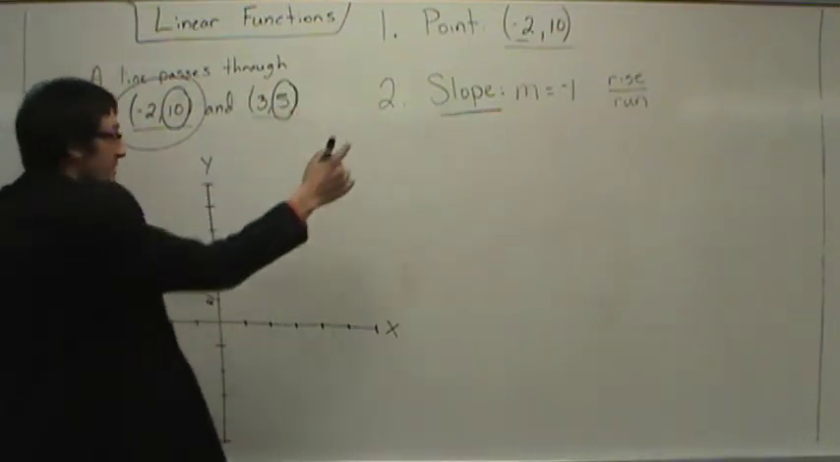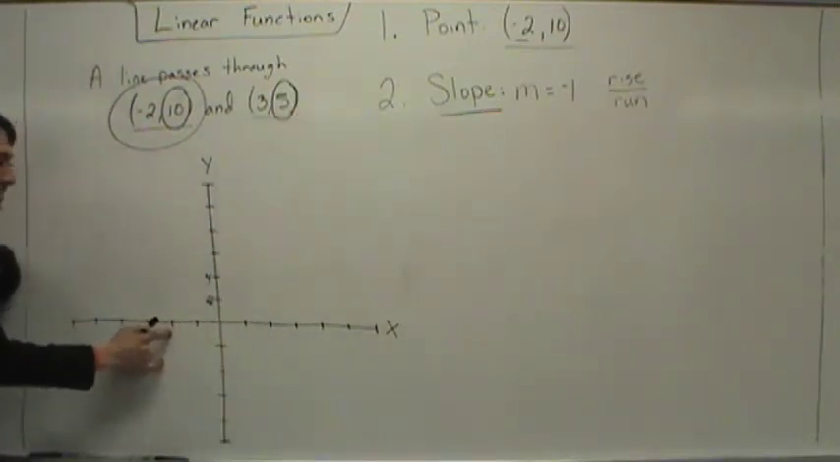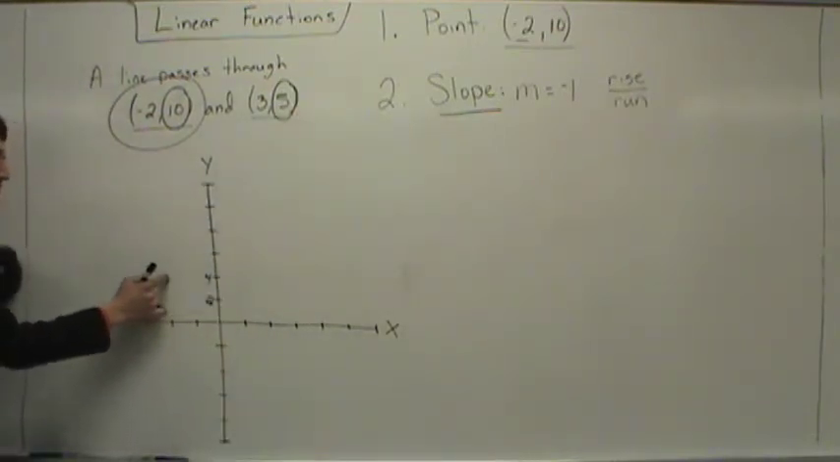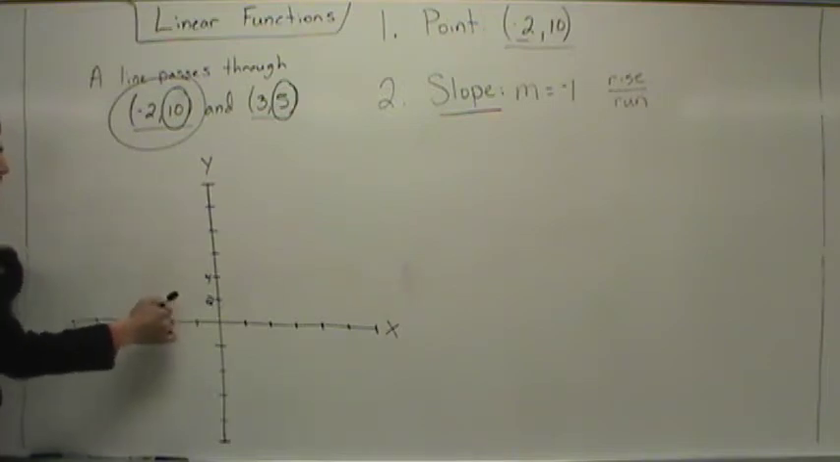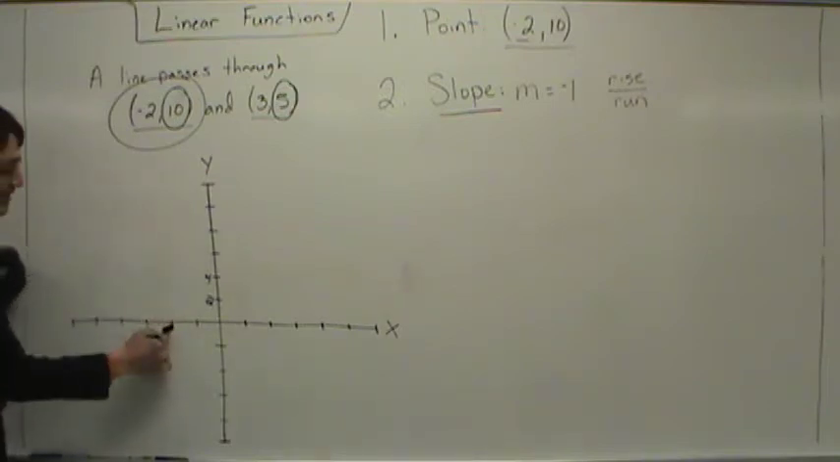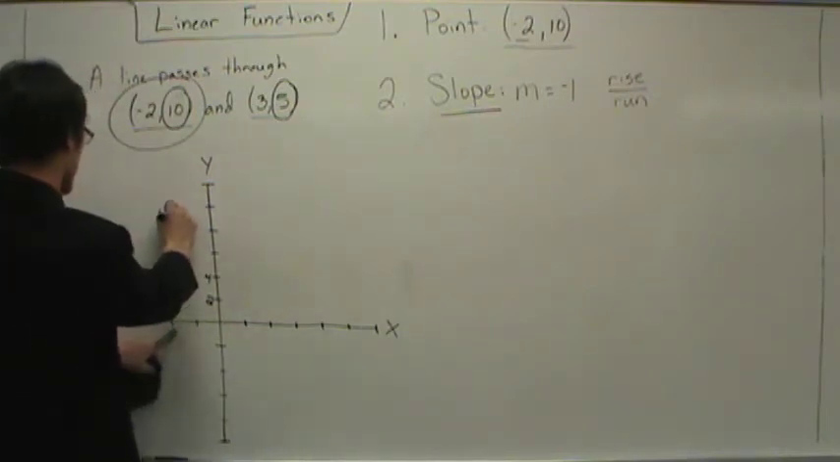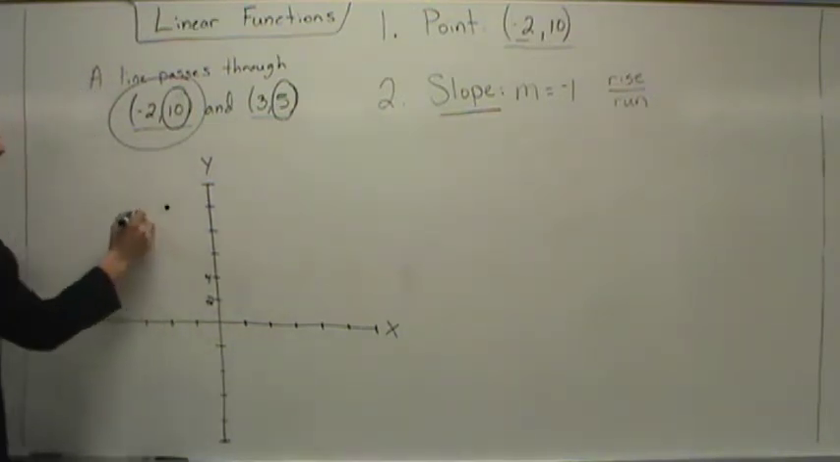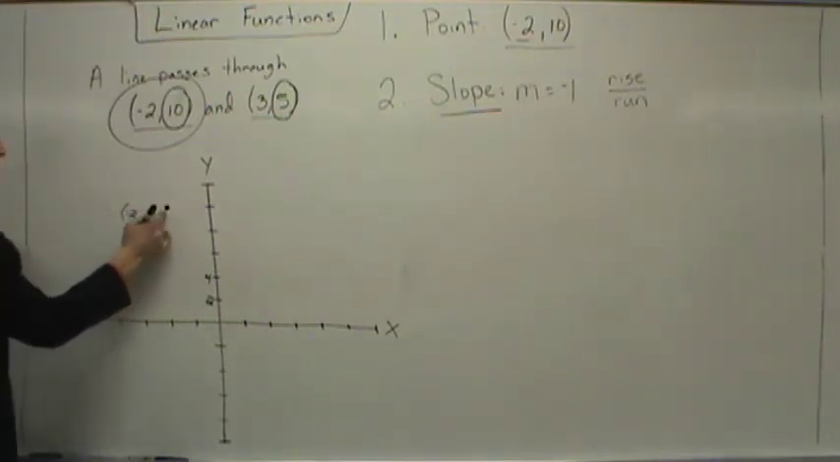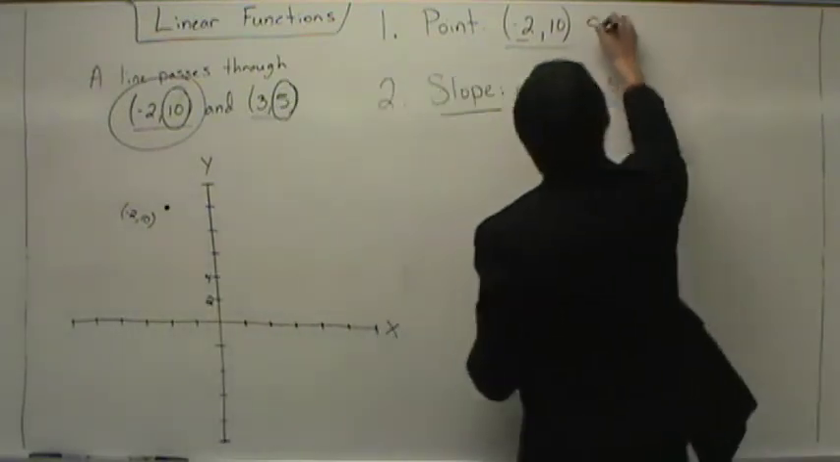Okay, so 2 units left, 10 units up. So we're going to go 2 full units to the left. 10 units up is 2, 4, 6, 8, 10, or 5 units on the vertical. Okay, so negative 2, 10 is here. Let's see. As precise as it can be. Let's mark its location. Location is negative 2, 10. Okay, this is the location of the point. Remember, the point is where we start.